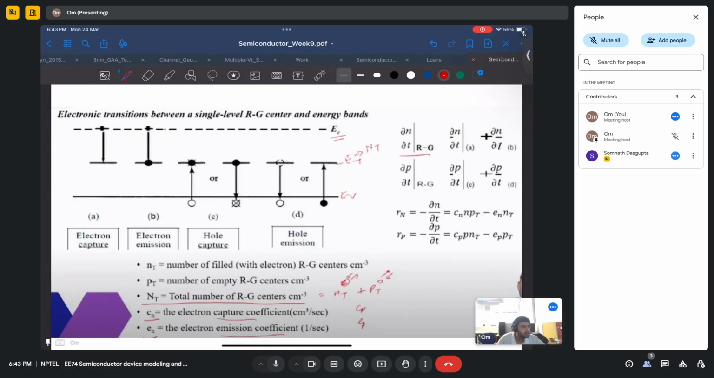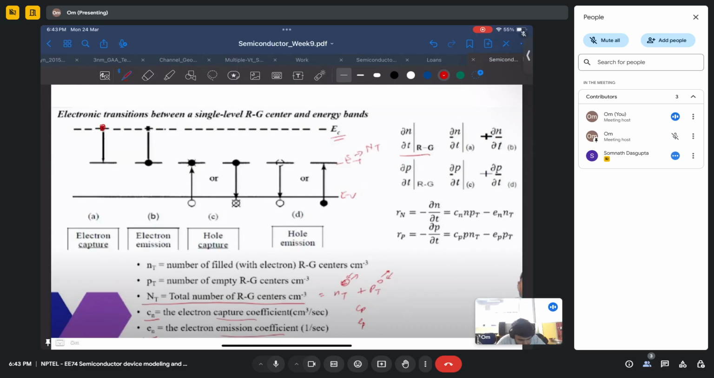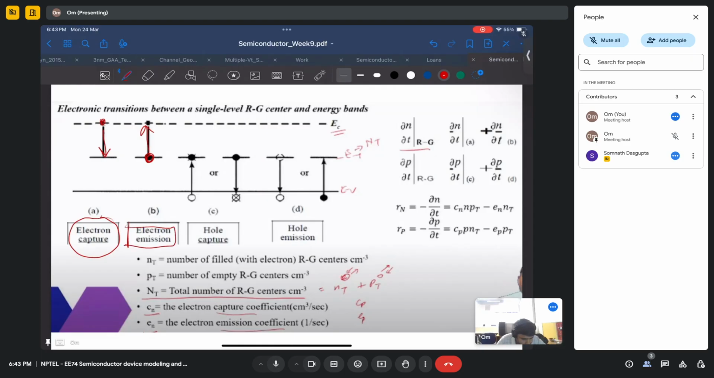These are just different mechanisms that can be there between a trap and an electron or hole. Either an electron from the conduction band comes to the trap state, which is called electron capture. An electron from the trap state can go to the conduction band, which is called electron emission. A hole from the valence band can go to the trap state, which is called hole capture. And a hole from the trap state can come to the valence band, which is called hole emission.